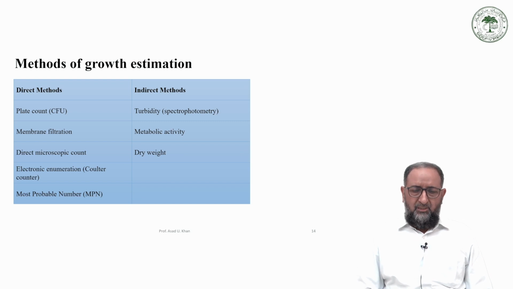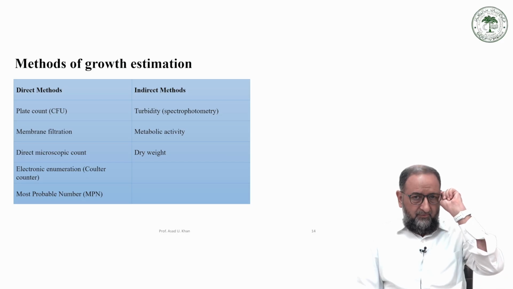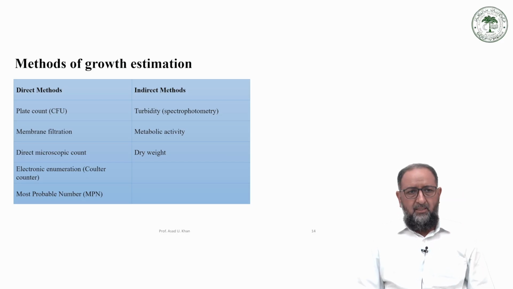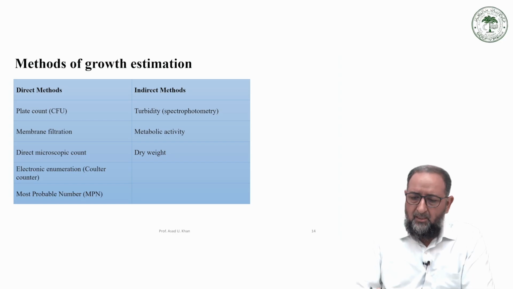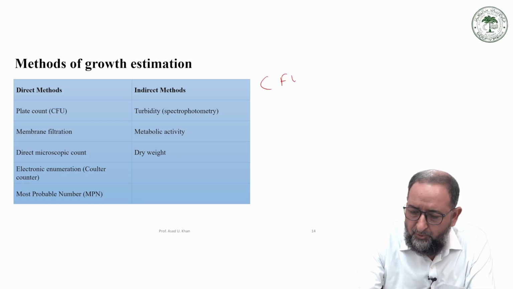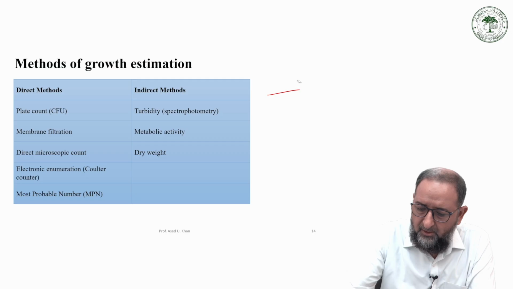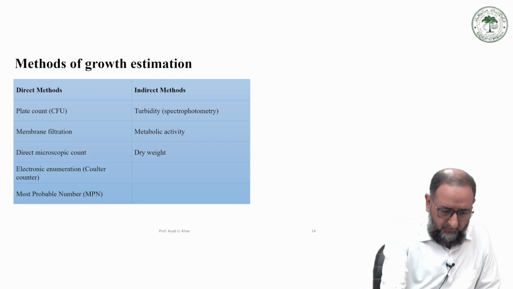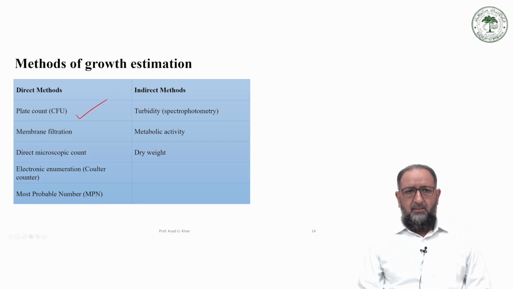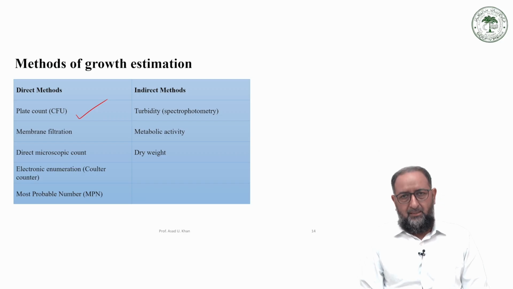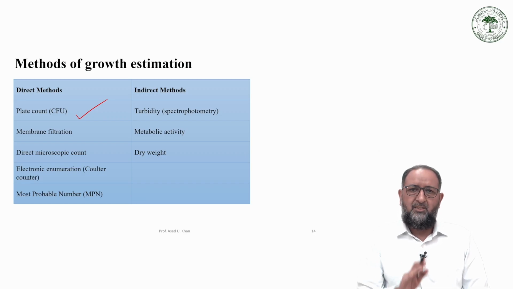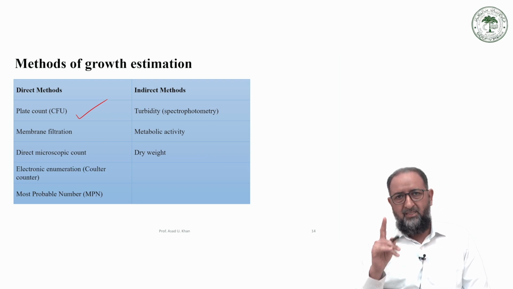Now the methods of growth estimation. What are the different methods? We have slightly discussed the different methods of growth estimation in an earlier slide. The CFU, the colony forming unit, we already discussed. This is what we call a direct method, because you grow the cells, count the colonies and count the number of cells corresponding to each colony, because a single colony originates from a single cell.